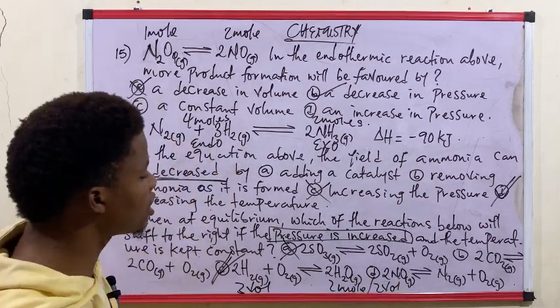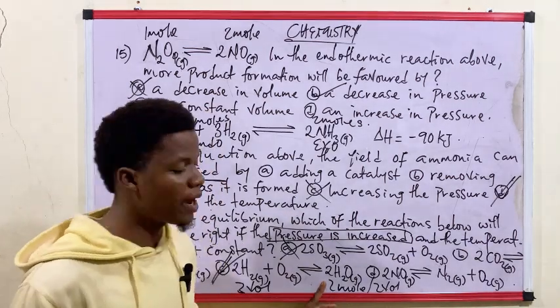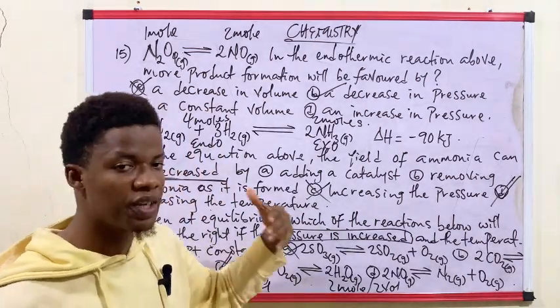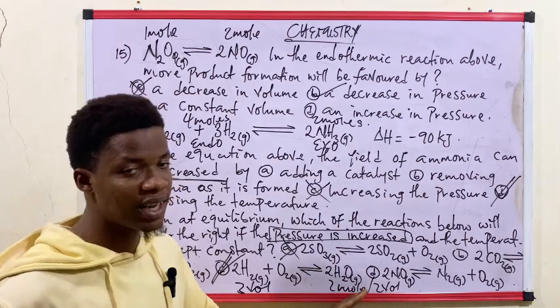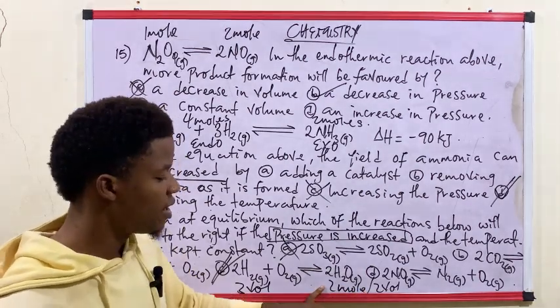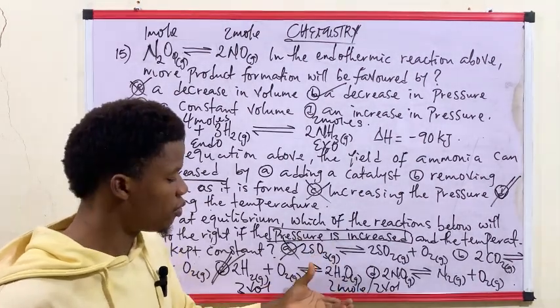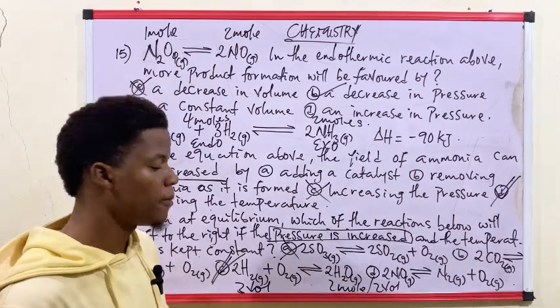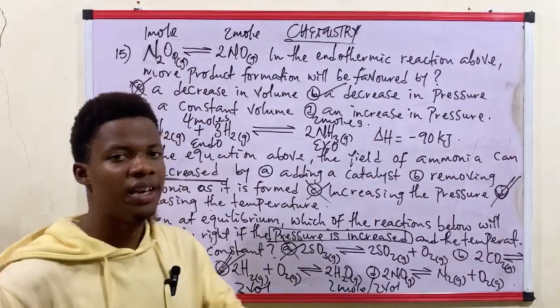So increased pressure will affect the part, right? It's going to shift the equilibrium position to the right hand side. Why? Because this side is a part with what? A lower volume or a lower number of moles. So that is why C is the answer.